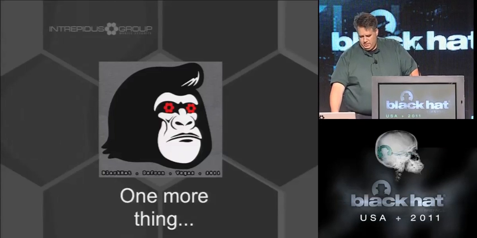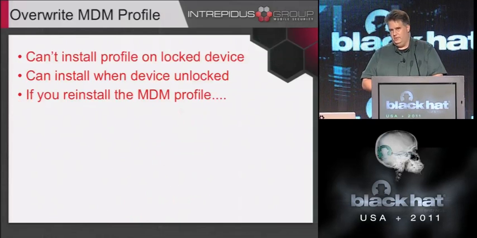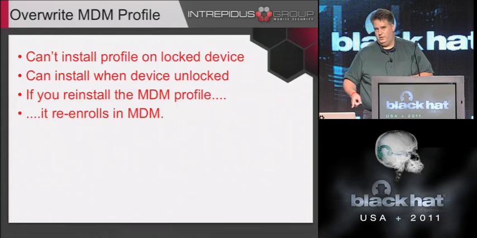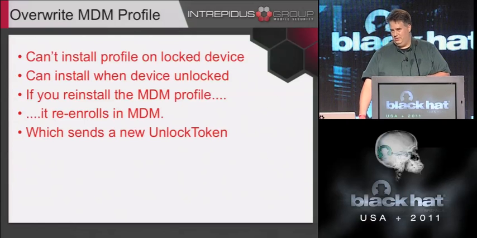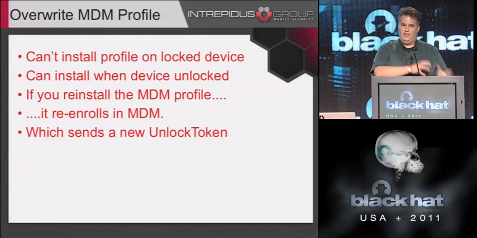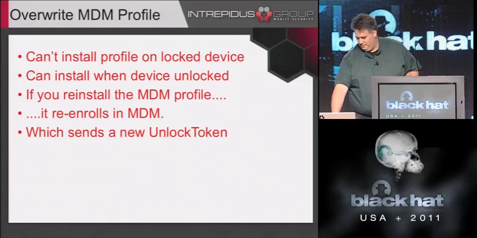Let me go back a second here. You can't install a profile on a locked device, but you can install a profile when the device is unlocked. A couple weeks ago when I was working on what turned out to be the first draft of these slides, I accidentally discovered that if you reinstall the MDM enrollment profile on a device, it will re-enroll the device in the MDM, which will send a new unlock token. The device can't store the unlock token because it's actually a key. It gets created, it gets sent, and then it gets thrown away. The device doesn't have it anymore. But if you force it to re-enroll in MDM, it'll create a new token and give it to you.